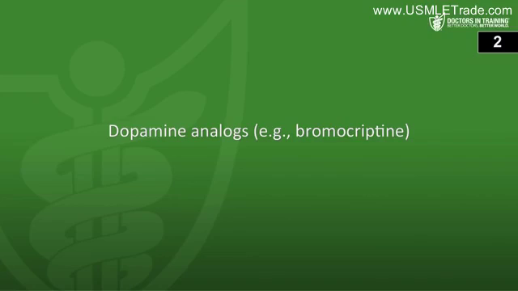Next, what drugs inhibit prolactin secretion? These are the dopamine analogs like bromocriptine.